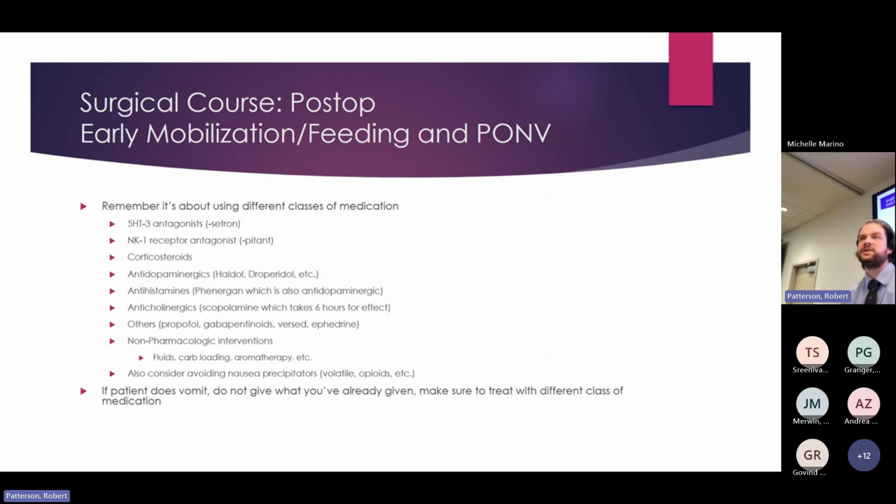So remember that the biggest emphasis is that you're using different classes of medication, which I have listed here. Of note, there's also non-pharmacologic interventions you can implement. So hypovolemia, for those of us who have done OB, is a common cause of nausea. So you can give fluids, you can give them carbohydrates. You can consider other anticholinergics, antihistamines. And then a big reminder, if a patient does vomit, don't give what you've already given because it clearly hasn't worked. Make sure you're giving a different class of medication.